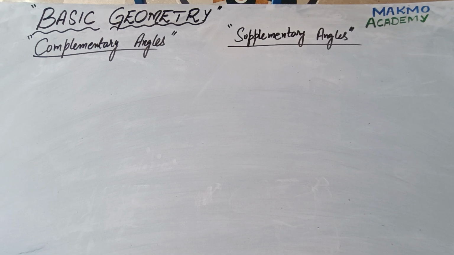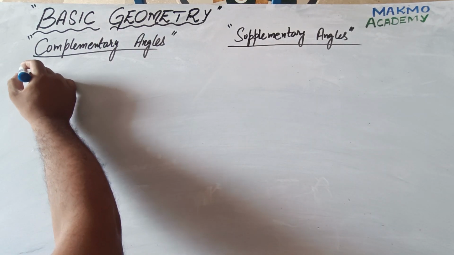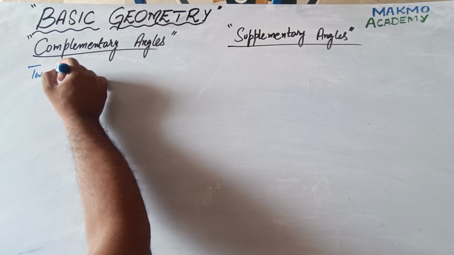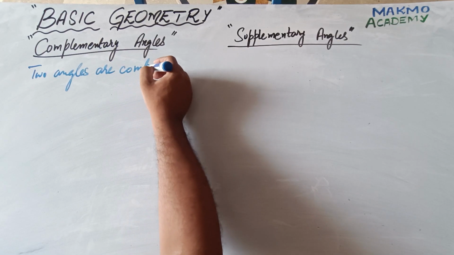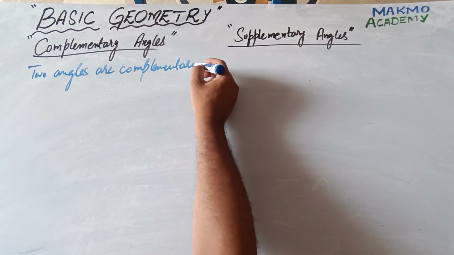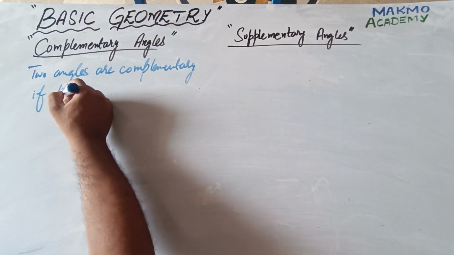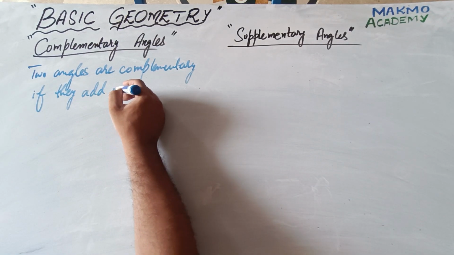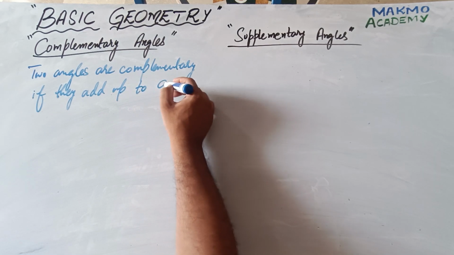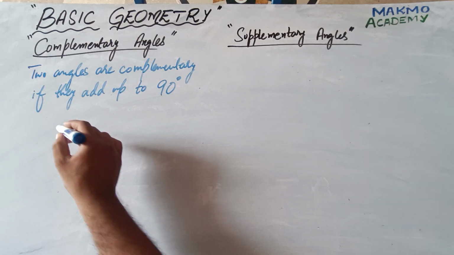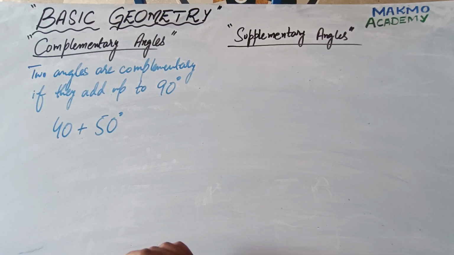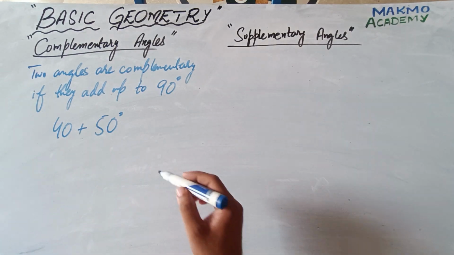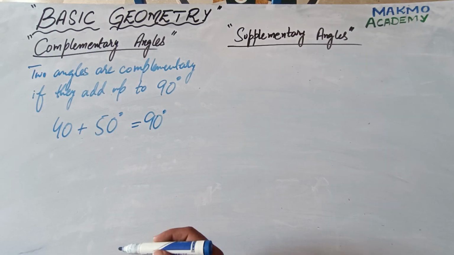These are complementary angle and supplementary angle. So what are complementary angles? Two angles are complementary if they add up to 90 degrees. It means if the sum of the two angles is equal to 90 degrees, they are complementary angles. So these two are complementary angles because their sum is equal to 90 degrees.